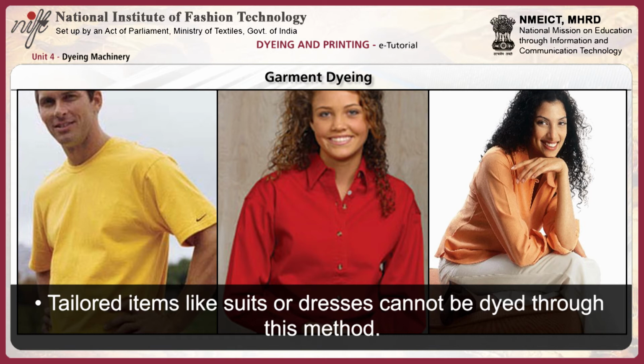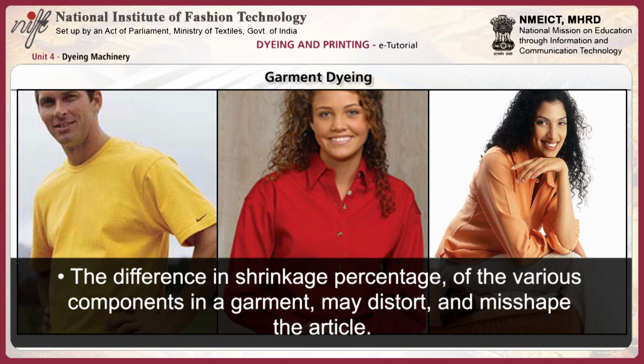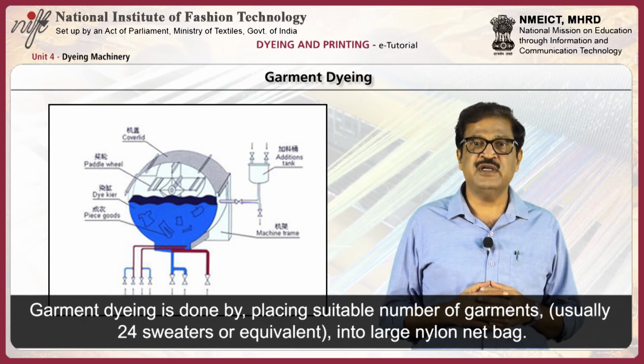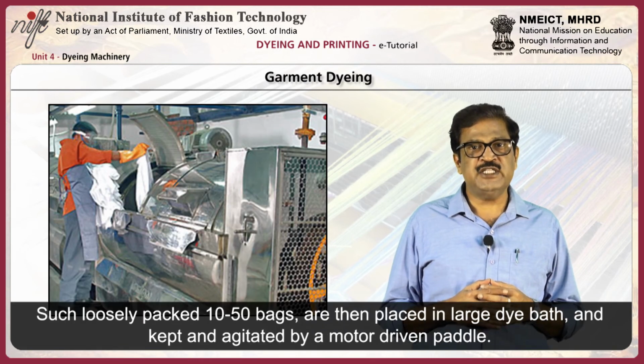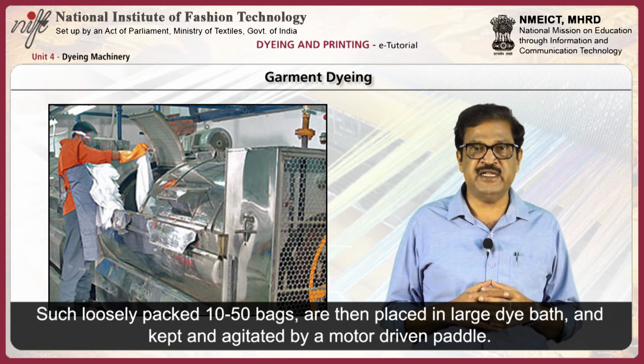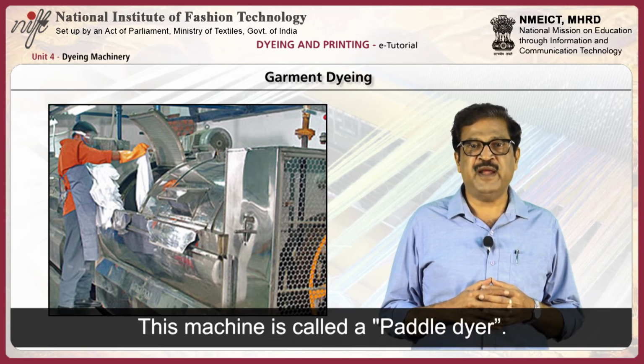Here there is one important consideration. The difference in shrinkage percentage of the various components in a garment may distort and misshape the article. Garment dyeing is done by placing a suitable number of garments, usually 24 sweaters or equivalent, into a large nylon net bag. Such loosely packed 10 to 50 bags are then placed in a large dye bath and agitated by a motor driven paddle. This machine is called a paddle dyer.